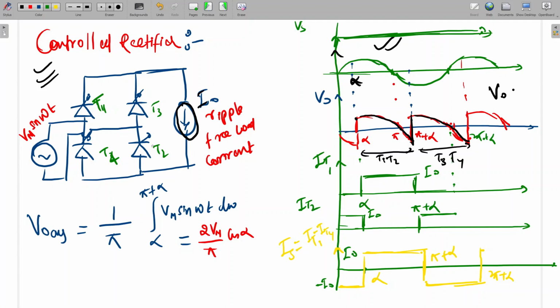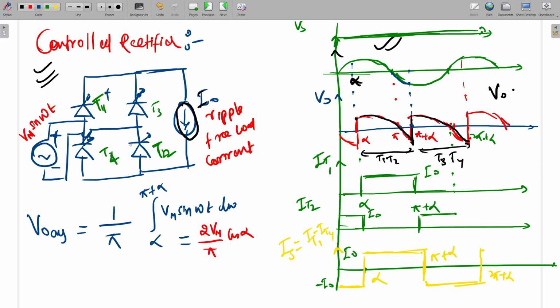Let's say T1 T2. We are firing at alpha T1 and T2. So T1 T2 will start conducting and continue past pi. If it were a resistive load, the current should be 0. But since this is a high inductive current and we are not firing T3 T4 until pi plus alpha, this current will keep flowing in T1 T2 only. So this is Vs, and this negative part will come there.